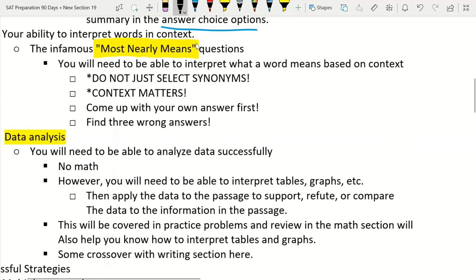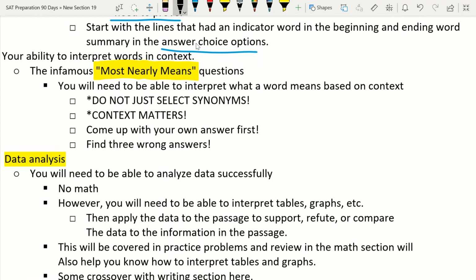So what you're going to want to do is not just select synonyms, right? A lot of times the College Board will put synonyms down for a couple of the options A through D, and they'll expect you to just look at the word and say, oh, this word means close to the same thing as this one, so I'm just going to select the synonym as my correct answer. But the problem is that it's usually not the correct answer. Now it can be the correct answer, but it doesn't have to be, right? You want to go back and look at the context.